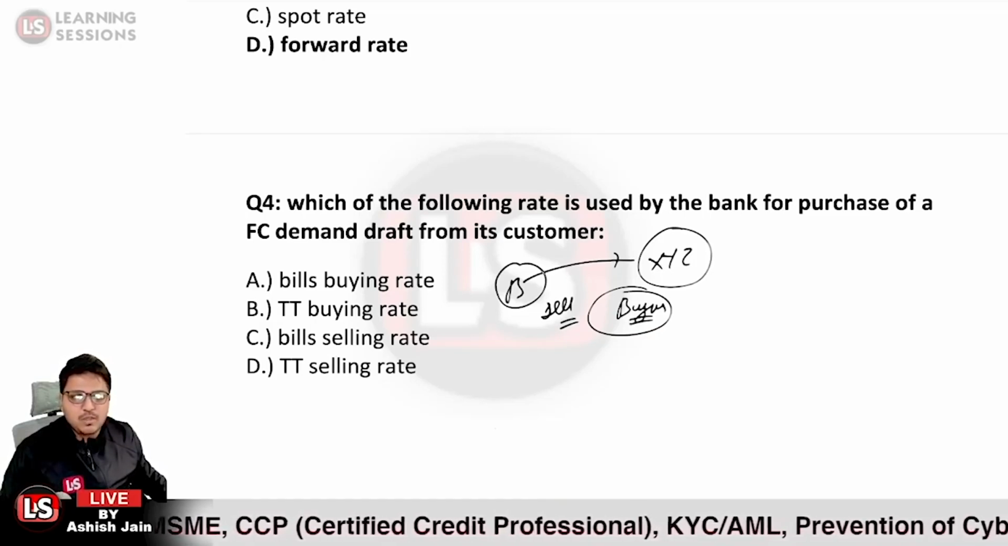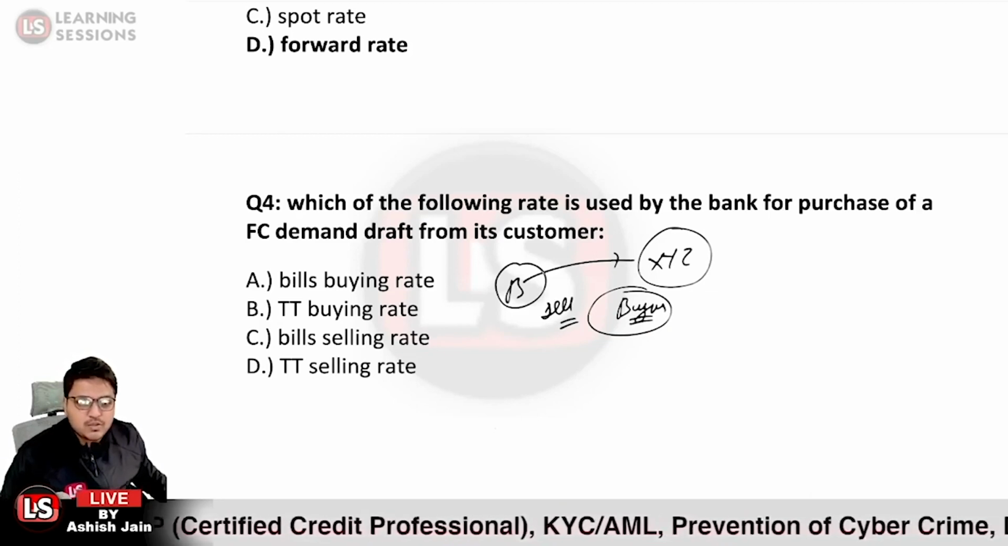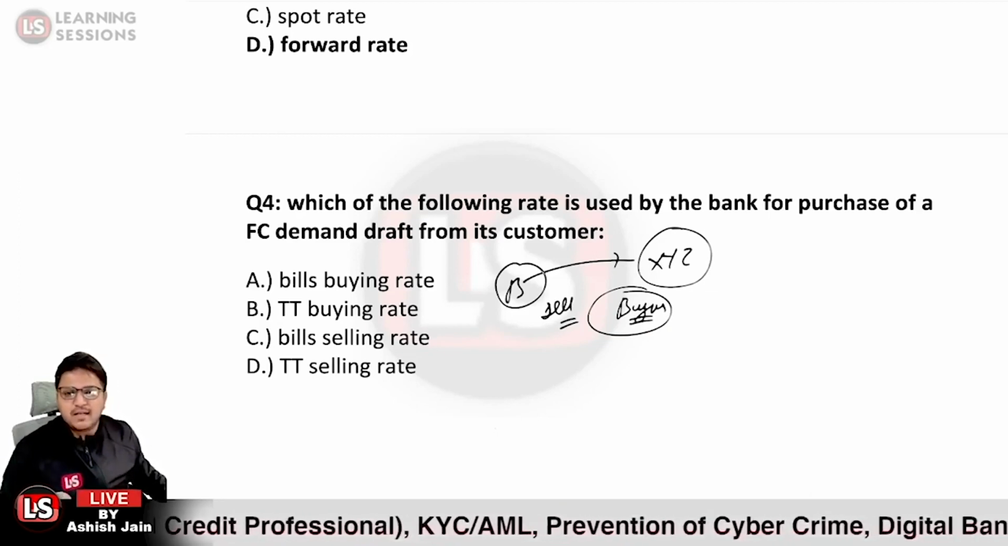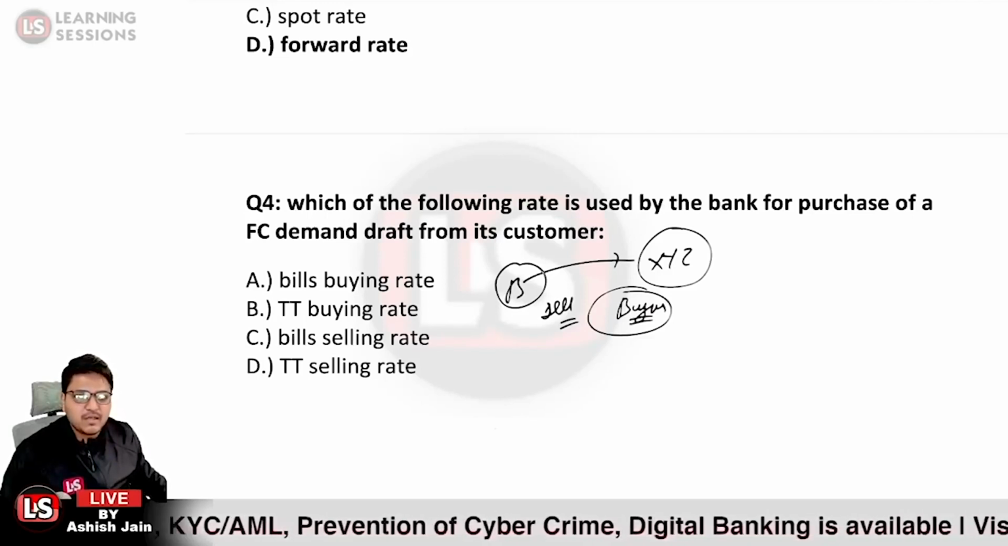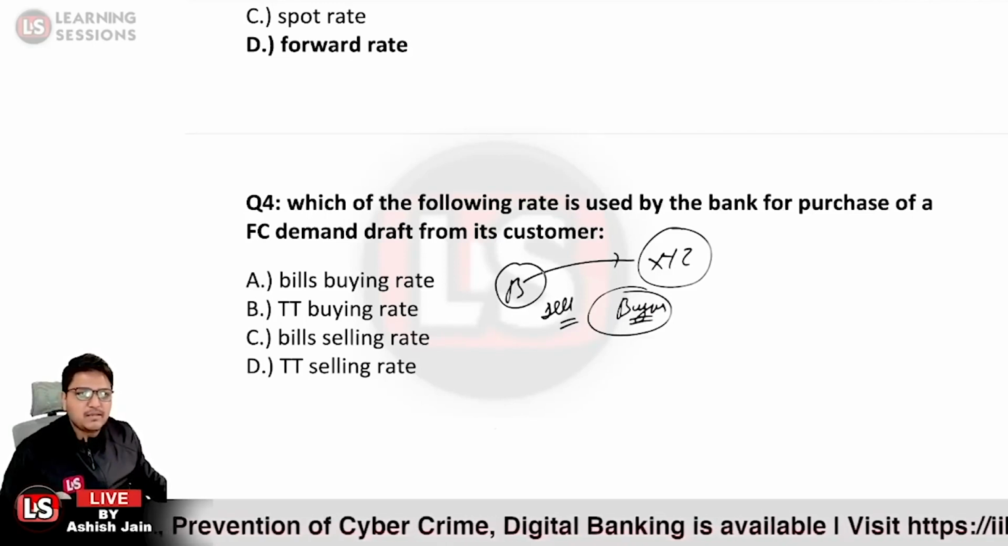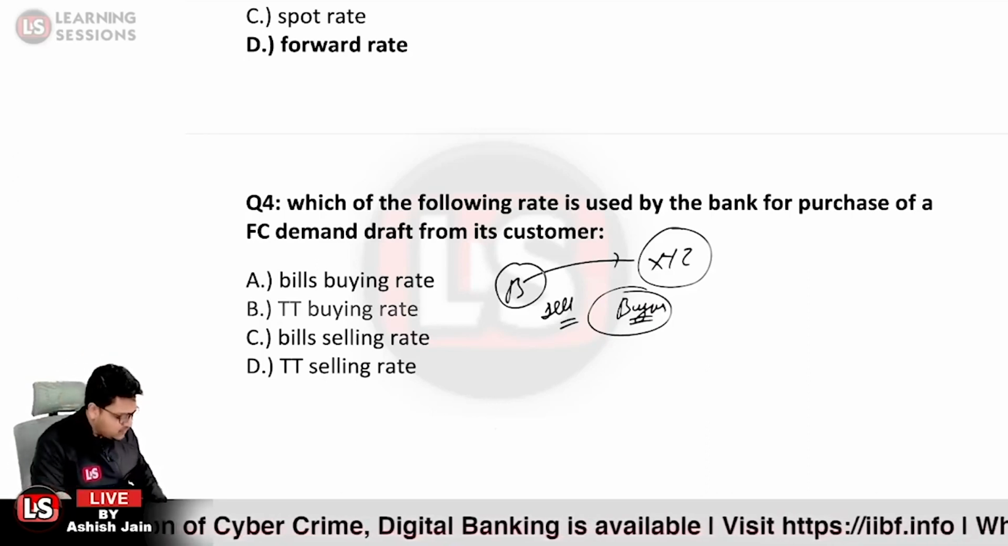It is option B over here. So Naina has answered correctly at the earliest. That is option B, the TT buying rate is the right answer. Let me clarify this to you again.